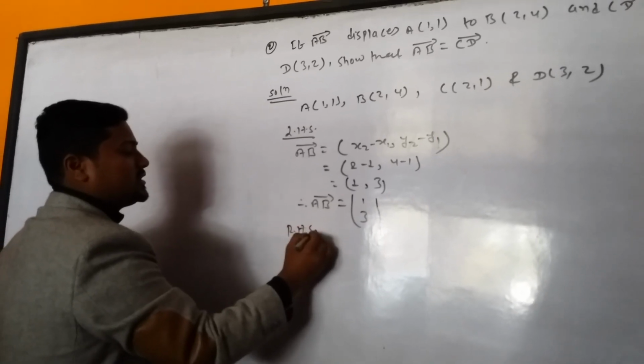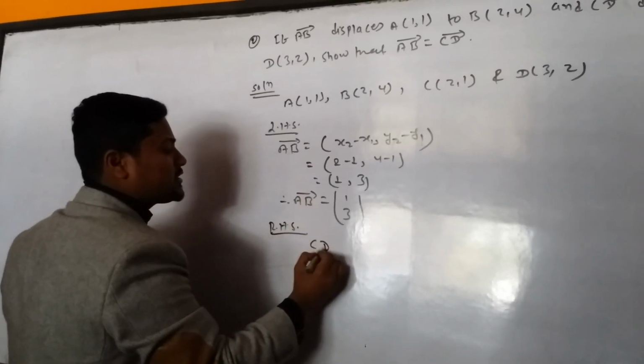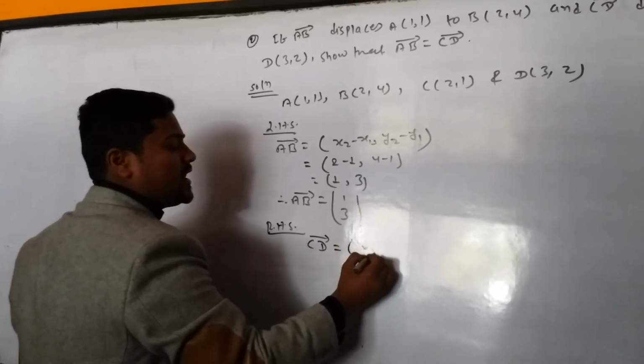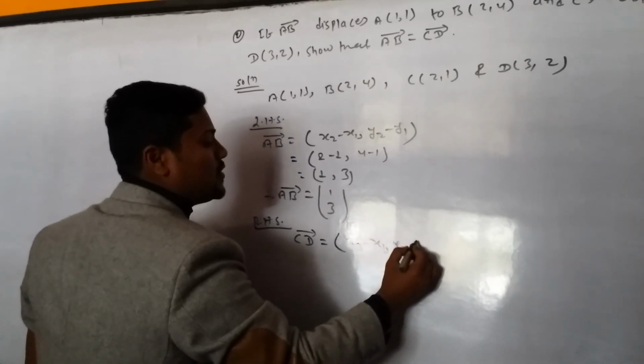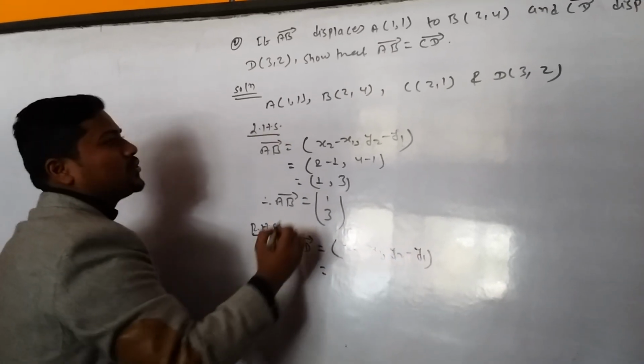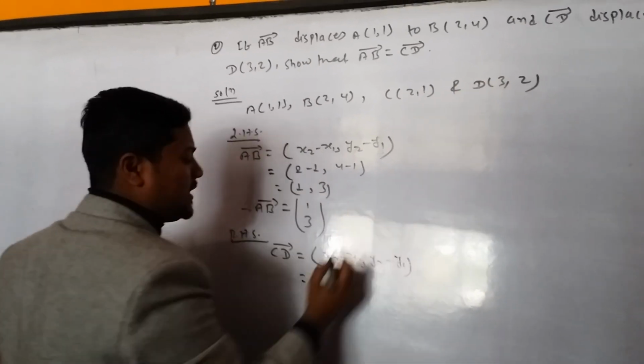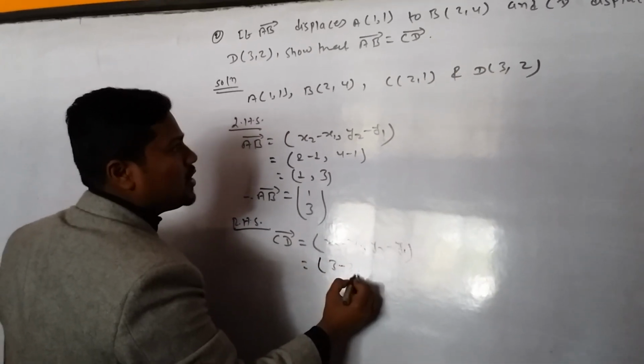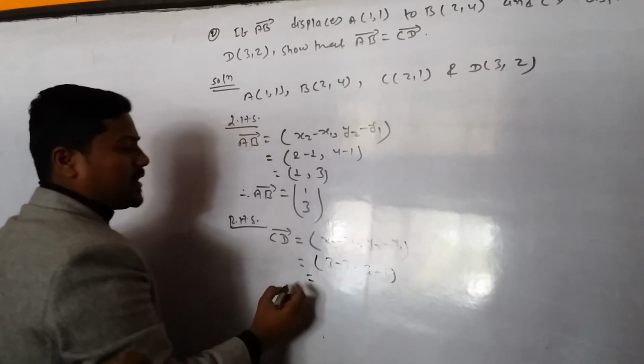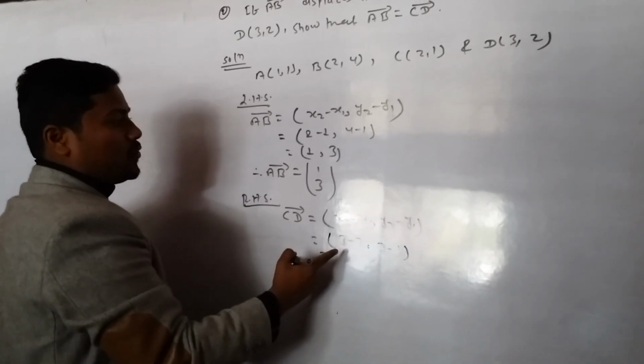Now RHS. In RHS, CD vector is given. Again the same formula: x2 minus x1, y2 minus y1. So x2 means 3 minus 2, and y2 means 2 minus 1. What will come here? 1, 1.